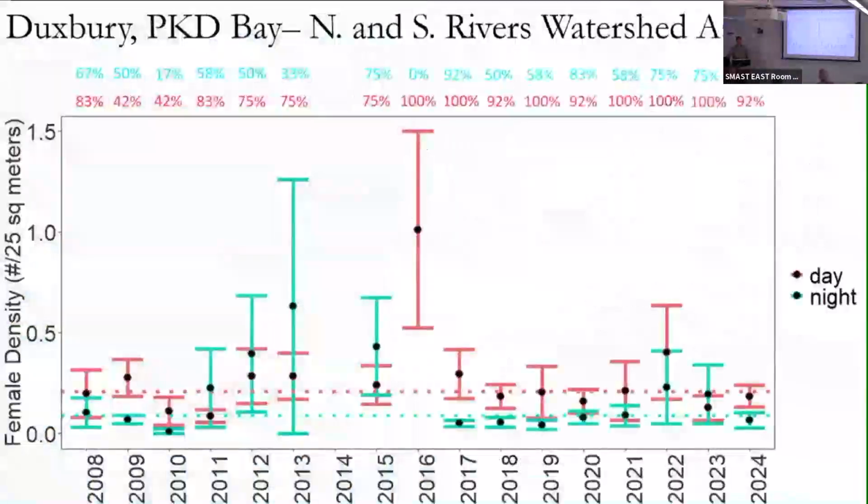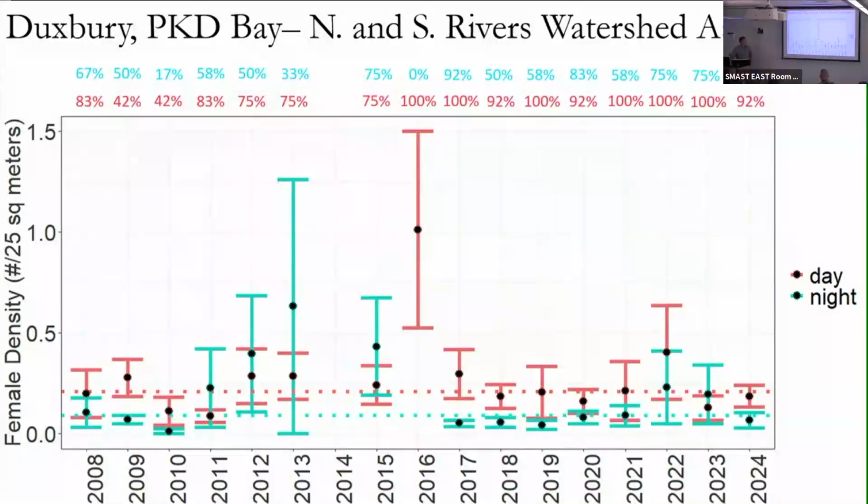This is Duxbury, Plymouth Kingston Duxbury Bay. This is done by the North and South Rivers Watershed Association. The y-axis is number of female crabs per 25 square meters, and that's going to vary by beach. There's more crabs at some beaches than others, so the scale of that y-axis will change a little bit. The percentages you see on the top are the percentage of surveys that were completed. The nighttime ones are in blue, the red ones are the daytime surveys.